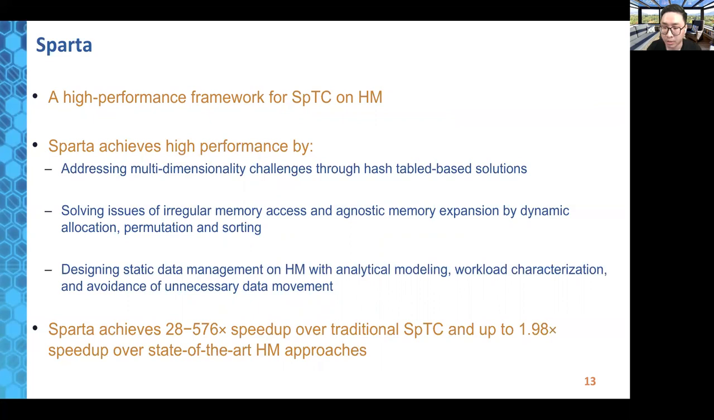Sparta achieves 28 to 576 times speedup over state-of-the-art sparse tensor contraction and up to 98% performance improvement over the state-of-the-art heterogeneous memory approaches.